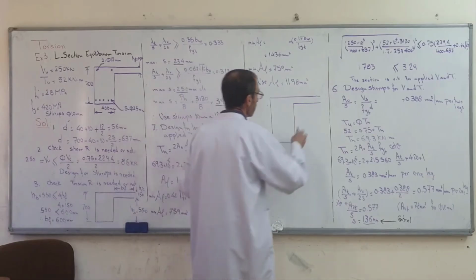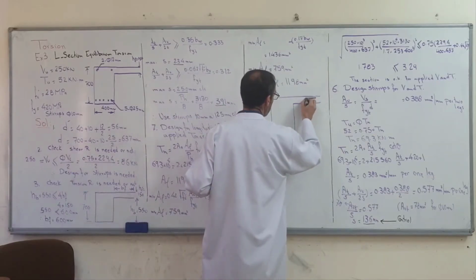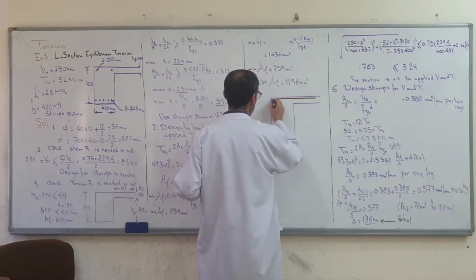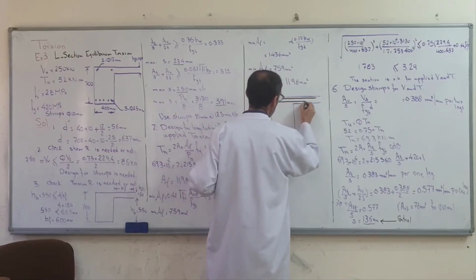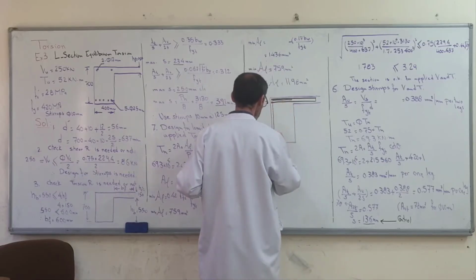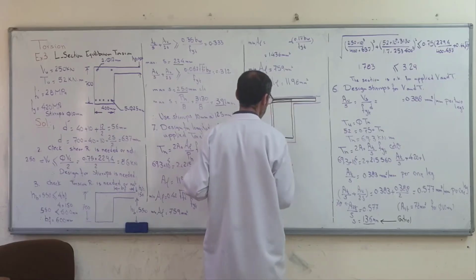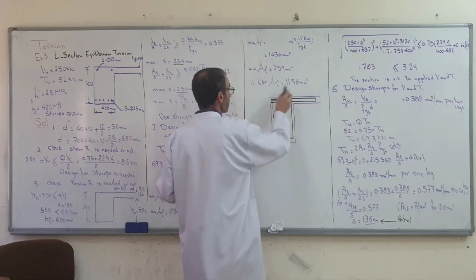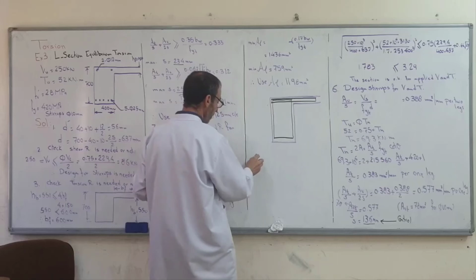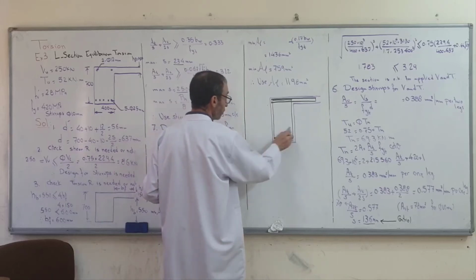Now we have stirrups here. This is the first. This 1198 must be divided by 3: 1, 2, 3.